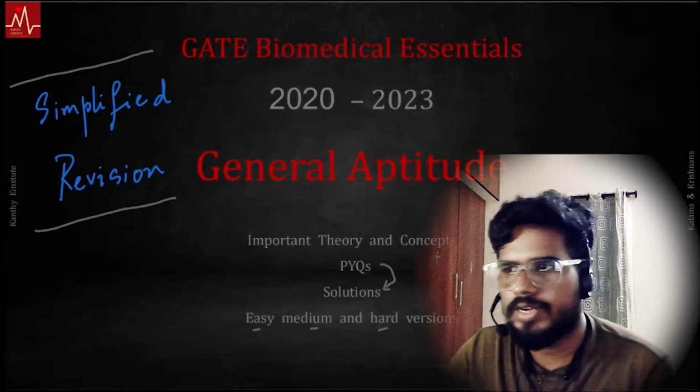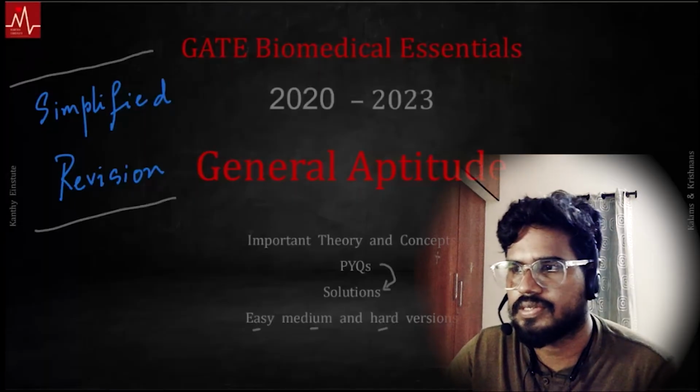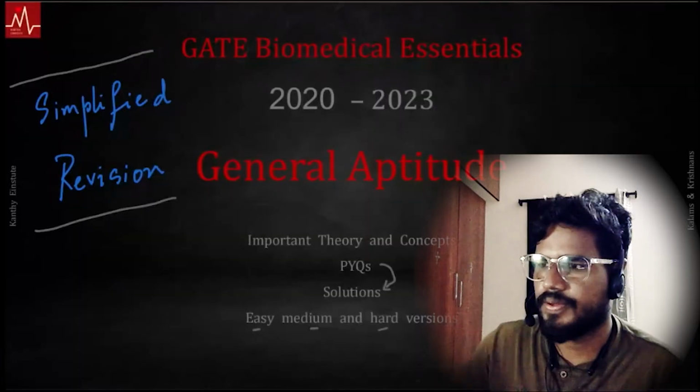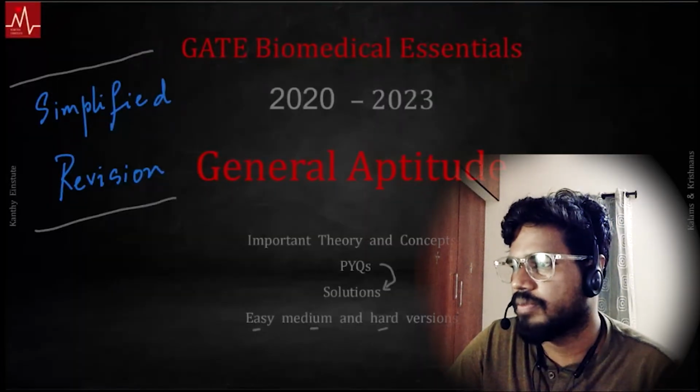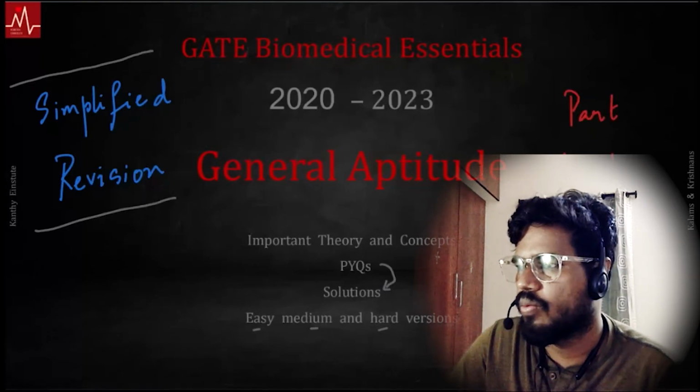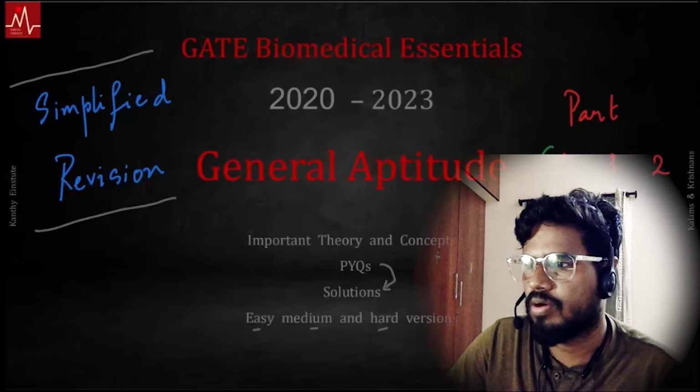And I have 4 years of aptitude questions. That is 10 questions per year, 40 questions. So we'll have to do this in two parts. I'll do part one and part two. What I'm going to do today is part one.